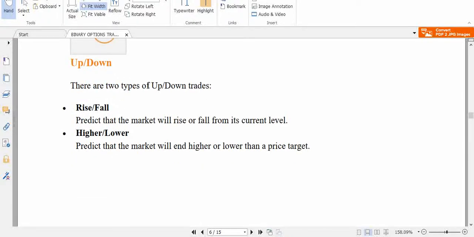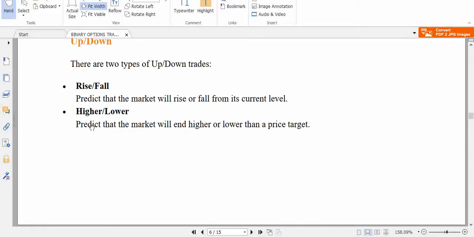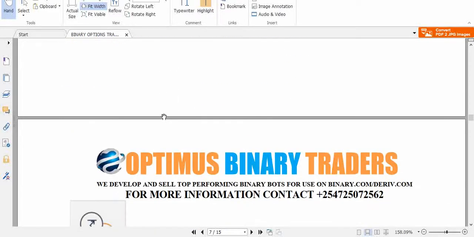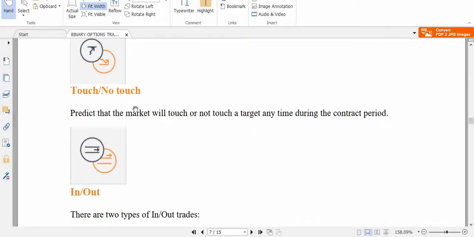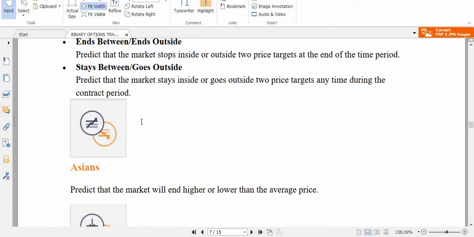Now under up, down, we have rise and fall. Predict the market will rise or fall from its current level. Then we also have higher or lower. This document I can always provide when needed. We have touch, no touch, in, out. I'm not going to mention that.